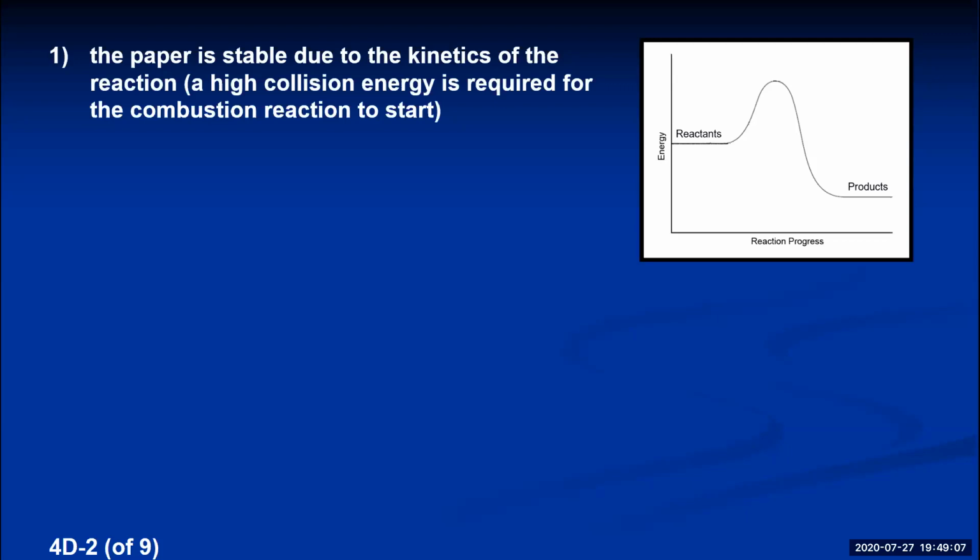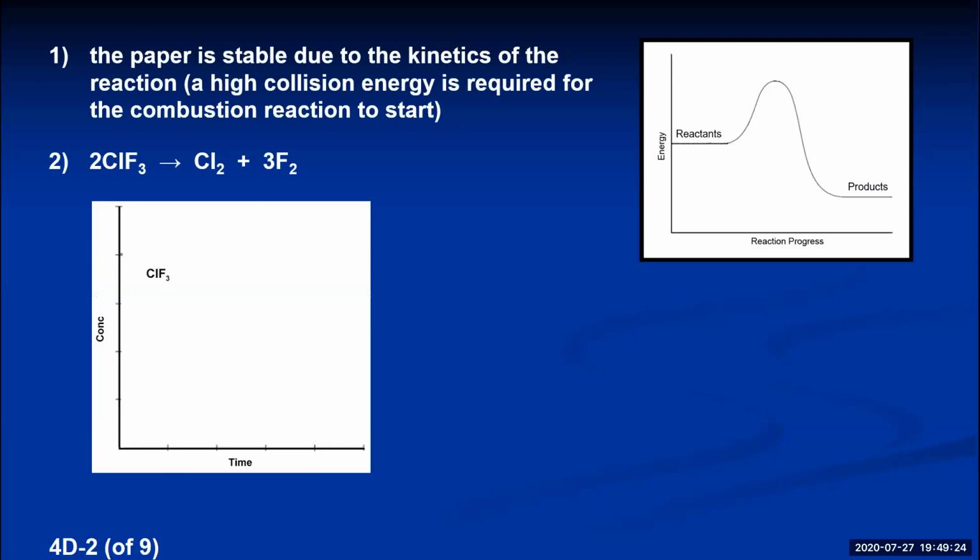Question number 2. For the reaction 2ClF3 goes to Cl2 plus 3F2, assuming the reaction vessel starts with only ClF3, sketch how the concentrations of all three will change versus time until the reaction reaches equilibrium. So for this reaction, we're going to draw a graph for the concentration of the reactants and products versus time. And initially, all we have is ClF3 in the container. Its concentration is going to wind up going down with time.